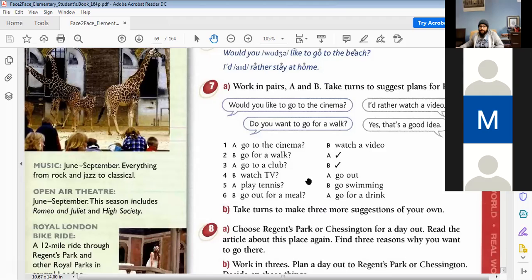Okay. So the idea is, of course, here you're trying to agree on a plan for Friday. Okay. So on the left side, these are the suggestions. So if you want to ask about them, you can say, would you like to go to the cinema? You can say, do you want to go to the cinema?